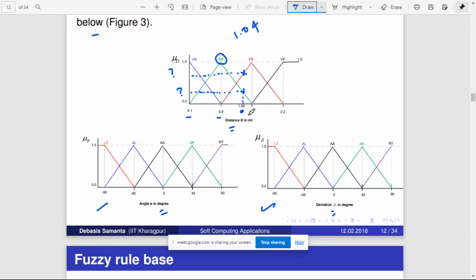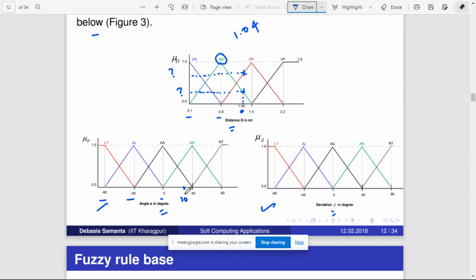Similarly, for 30 degree: this is minus 90, this is minus 45, this is 0, this is 45. So where will 30 degree come? This in-between point you cannot say is 30 degree. Because this is 0 to 45, 45 by 2 is 22.5, so somewhere here 30 degree will come.